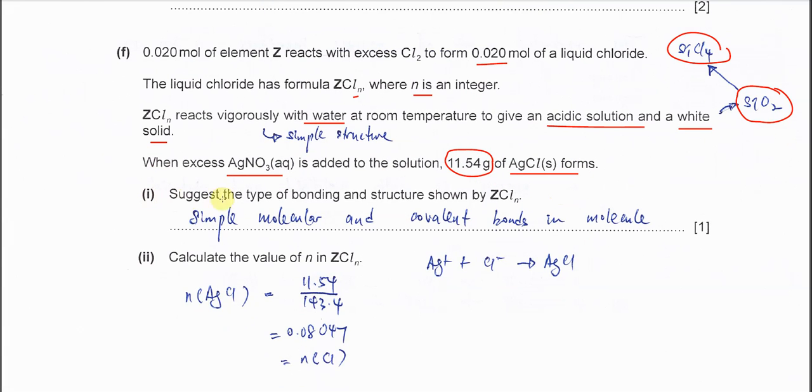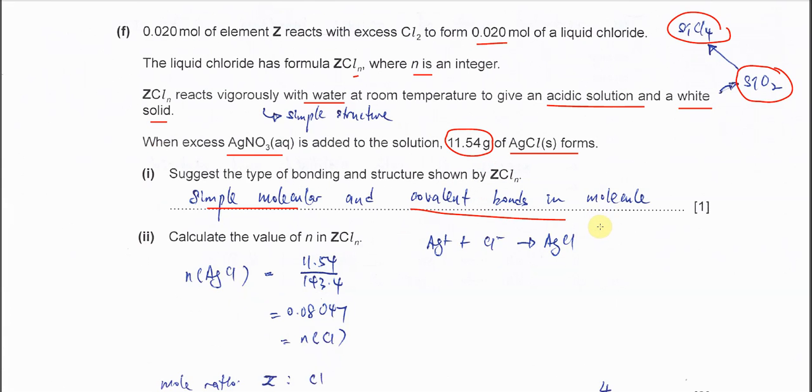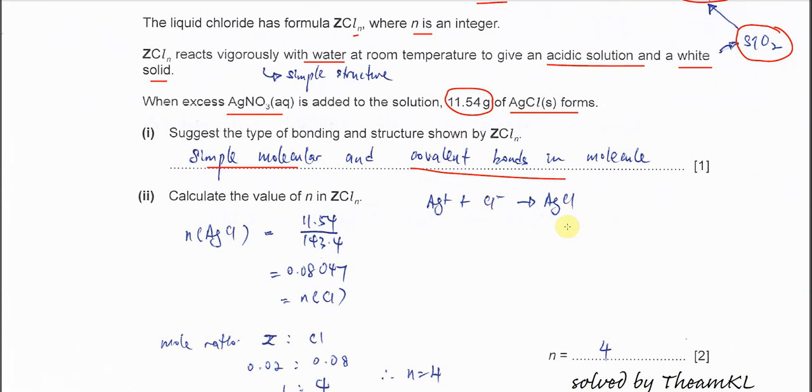Okay, part 1. Suggest the type of bonding and structure shown by the ZClN. Because it's dissolved and it reacts with water, we are quite sure that it's a simple molecular structure, and it must be a covalent bond in the molecules. And part 2, calculate the value of N in this compound.